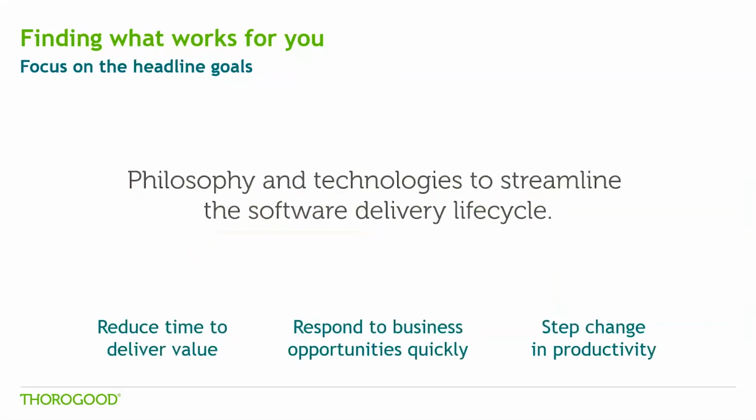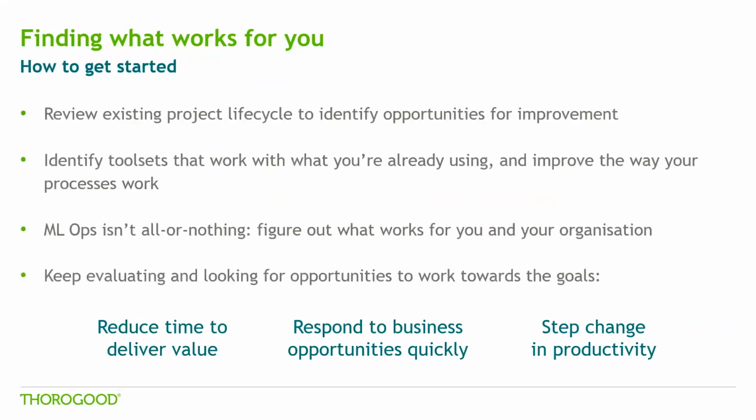And in terms of getting started and finding what works for you, the key thing I think is to kind of pull it back to these headline goals. So again, the definition of the thinking we're doing here is about philosophy and technologies to streamline, in our case, the machine learning lifecycle. And we're looking at those three goals at the bottom. How can we reduce the time to deliver value? How can we respond to business opportunities quickly? And how can we deliver that step change in productivity? So the tools and the technologies and ideas around the people and the processes are there to do it. It's about finding what works for you, what you can quickly implement to bring your productivity level to the next level.